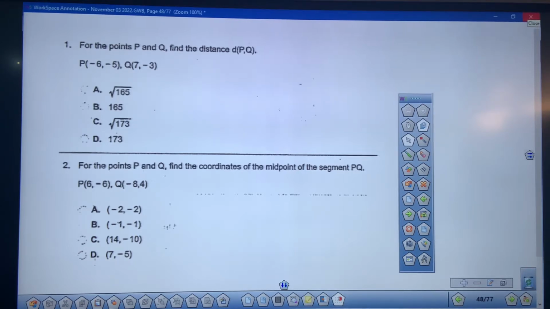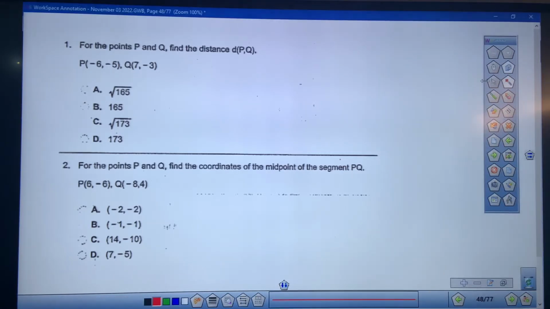All right, this is Heart of Algebra SAT prep. I'm going to try to do as much of it as I possibly can without the use of a calculator.